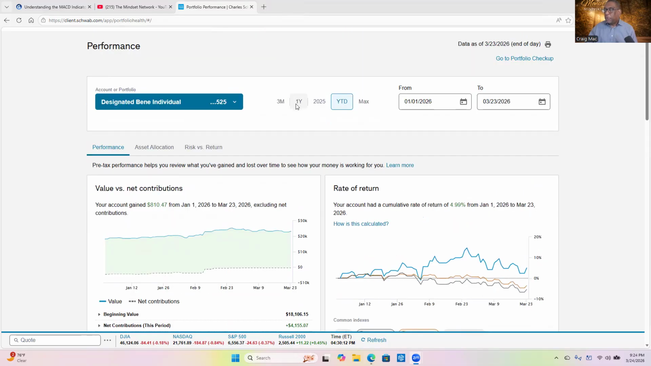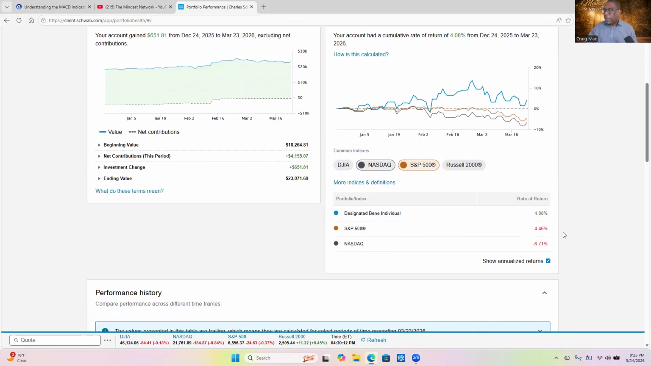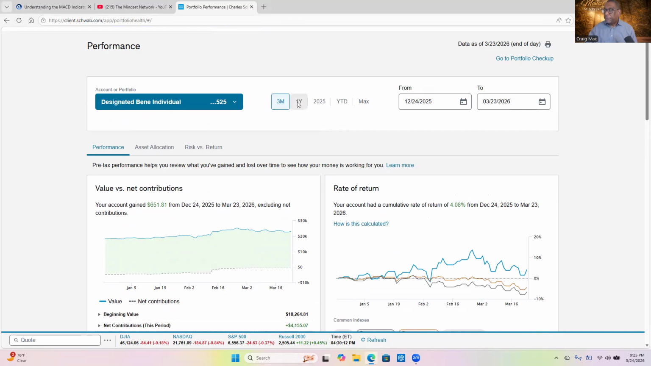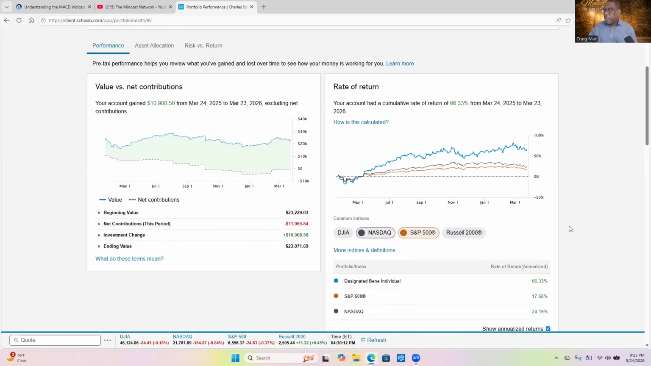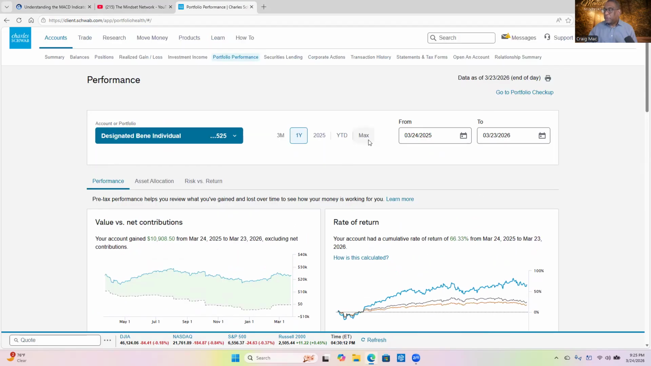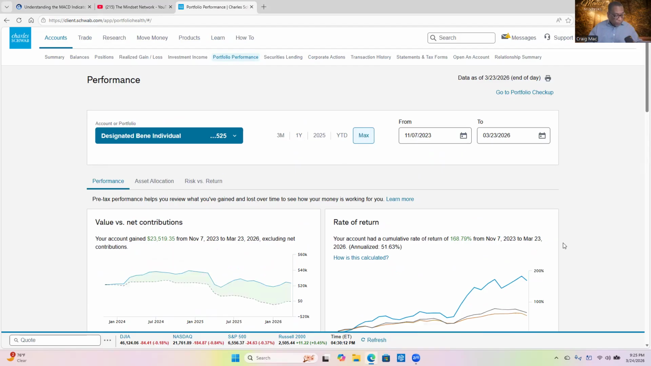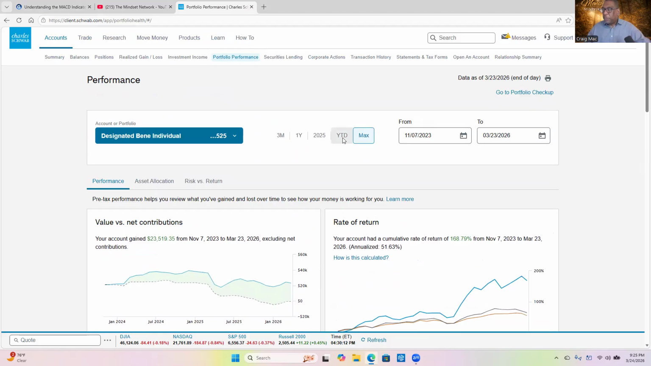Okay, let's go for the last 3 months, 4% roughly. Again, I'm still outperforming the NASDAQ and the S&P. Go to 1 year, I got a 66.33% return. And again, I'm outperforming the NASDAQ and S&P, and then going all the way back to when I established my brokerage account with Schwab, I've got a 168% return, and again, I'm doing better than the S&P and the NASDAQ combined. So that's been my performance so far.